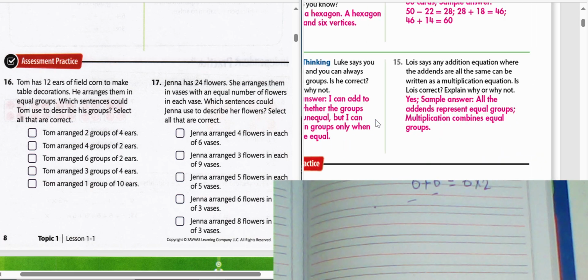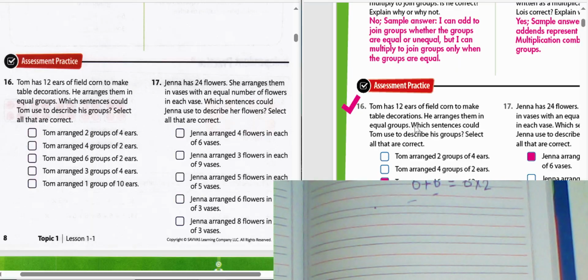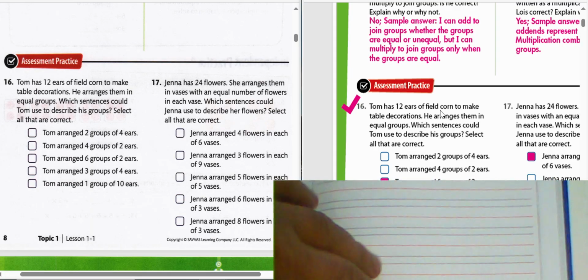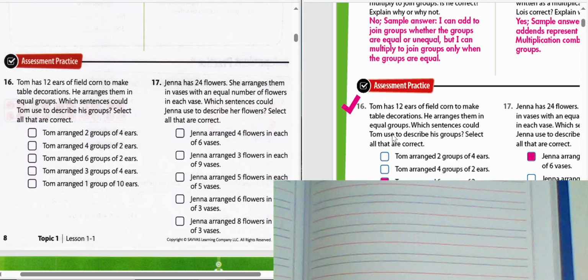Let's talk about question number 16. Tom has 12 ears of corn to make table decorations. He arranges them in equal groups. Which sentences could Tom use to describe his groups? Select all the correct ones. First, Tom arranged two groups of 4 ears.